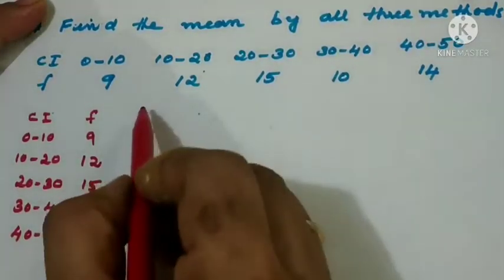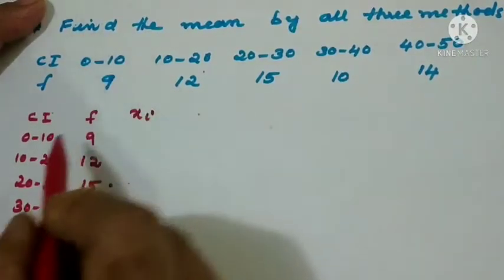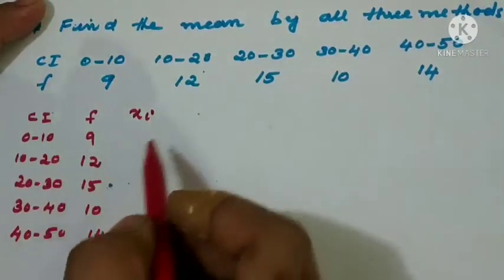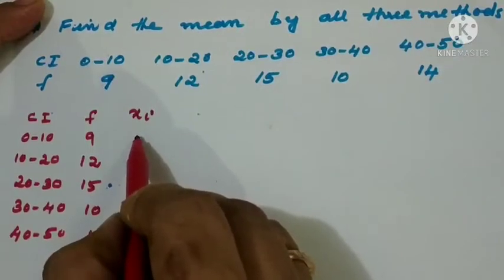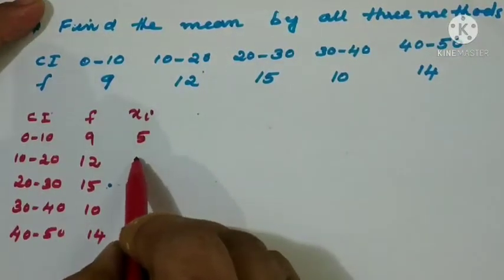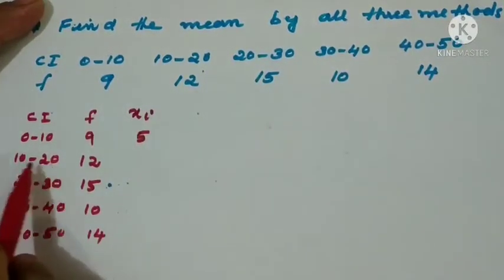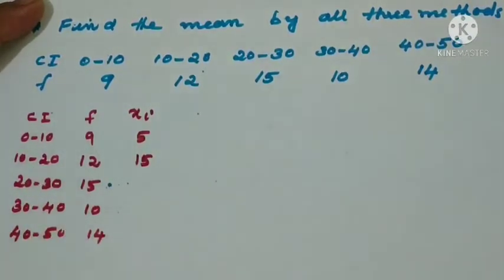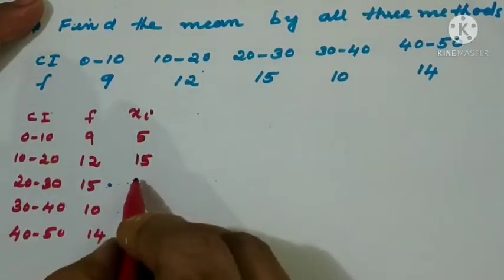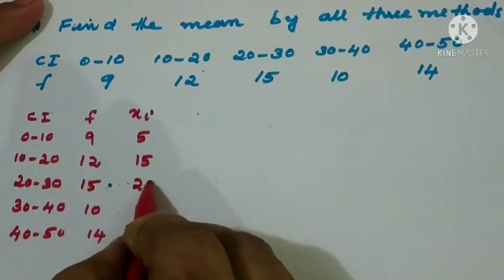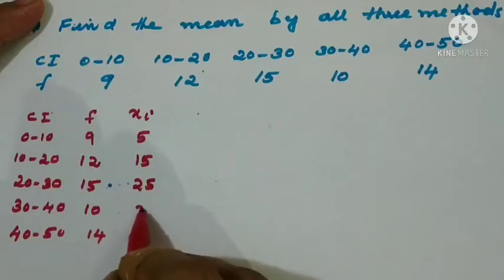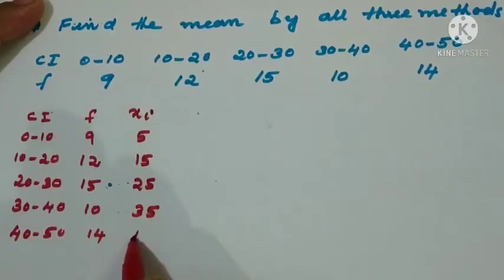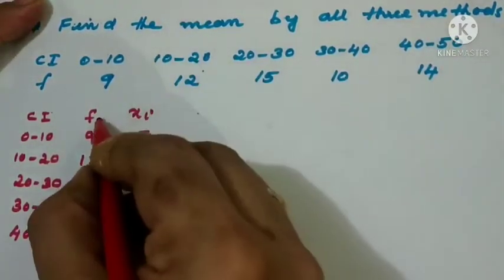Now the next step is xi. Xi is the class midpoint or class mark. For 0 to 10, it is 5. Similarly, for 10 to 20, 10 plus 20 is 30, by 2 it is 15. We checked that all class widths are the same, so we can add 10 and go. So 25, 35, then 45. What is the next step?